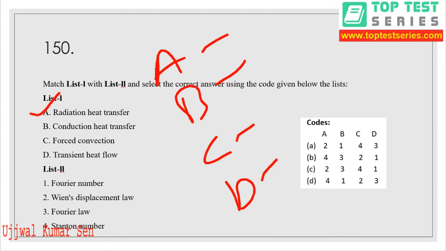So radiation heat transfer, it is happening because of what, my dear? Wien's displacement law. That means A is 2. B, conduction heat transfer, it is dependent on what, my dear? Fourier law. B is 3.